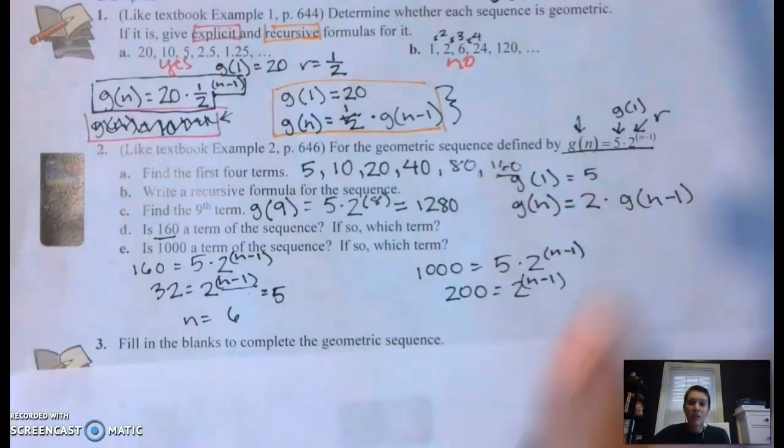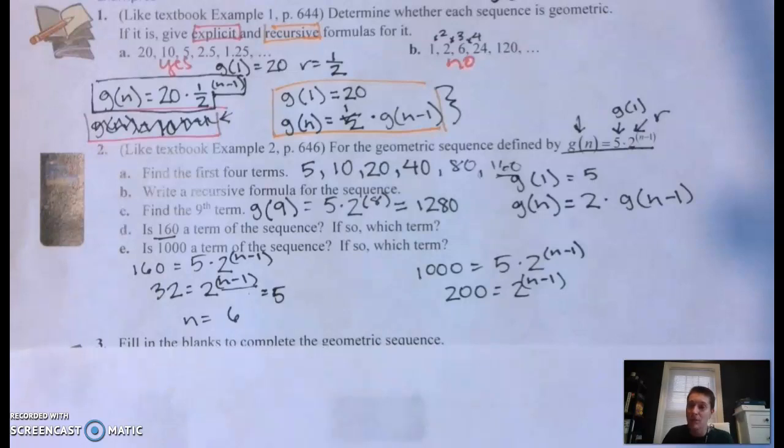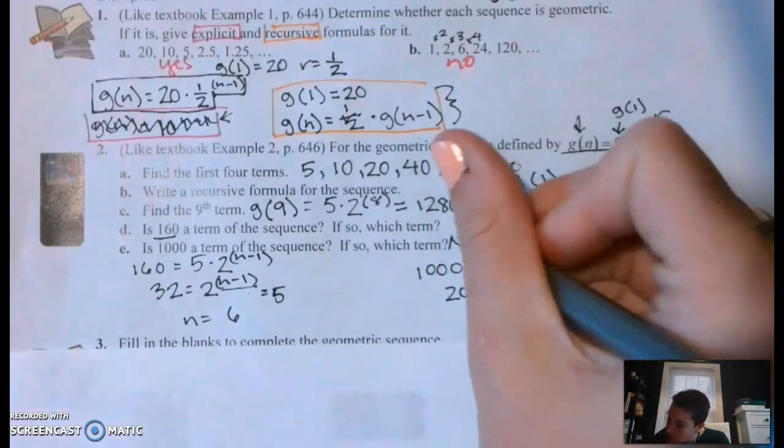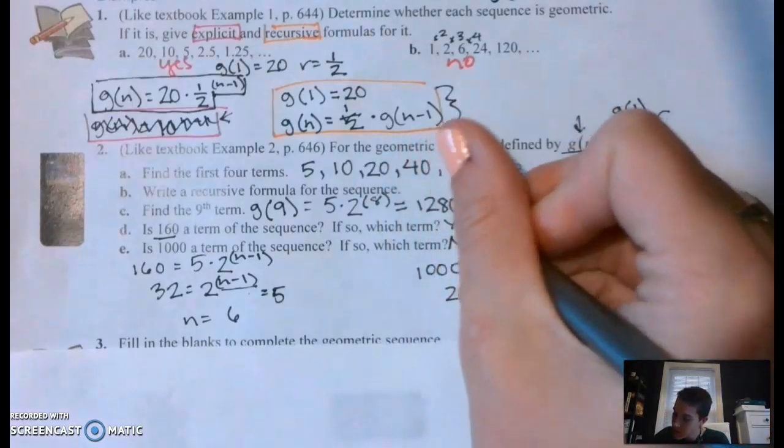At this point, it's pretty easy to just say 2 times 2 times 2 until you get up there. And actually, the closest number we can get to 200 is 256. There is no 2 raised to any power that gets us exactly 200. So this is not a term of the sequence.